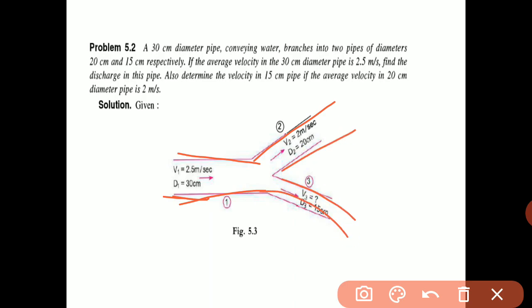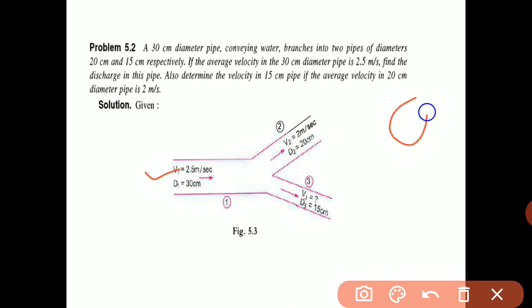Okay, the first branch has a 20 centimeter diameter and the second or third branch has a 15 centimeter diameter. The average velocity in the 30 centimeter diameter pipe, V1, is given as 2.5 meter per second. Find the discharge in the pipe, and also determine the velocity in the 15 centimeter pipe if the average velocity in the 20 centimeter pipe is given as 2 meter per second.